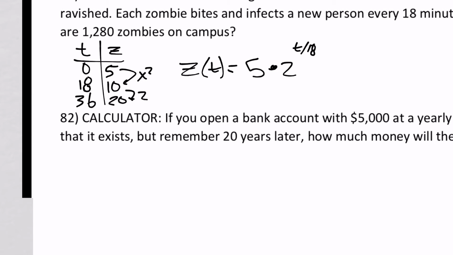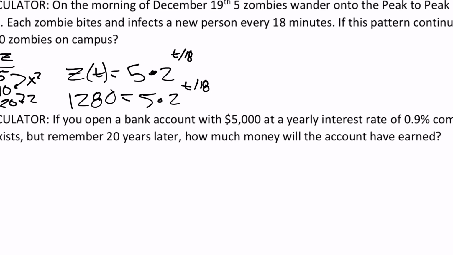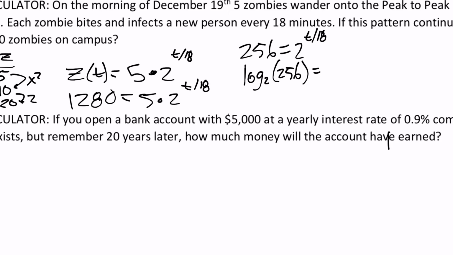So we want to know how long until there are 1,280 zombies. So 1,280 equals 5 times 2 to the power of t over 18. And now we need to start solving things. Divide by 5. So 1,280 divided by 5 is 256. So 256 equals 2 to the power of t over 18. And if we want to get that t down, we need to log base 2 both sides. So log base 2 of 256 equals t over 18.